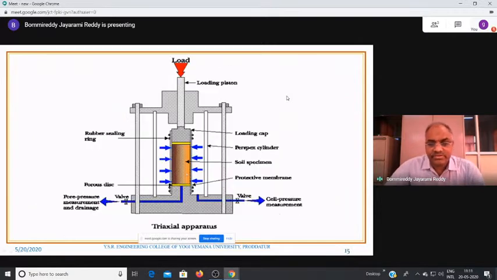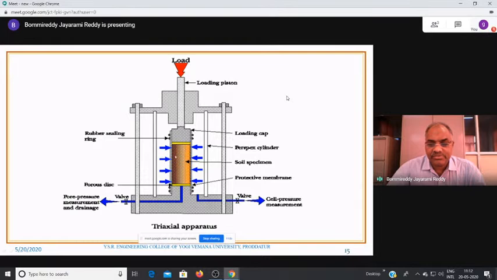And we can look at the test setup arrangement. This is called the perfect cylinder. You can look at it here: initially the vertical lines show it is perfectly cylindrical in shape. So we can see what is going to happen inside and how the pressure is applied through the water. This perfect cylinder is provided on the outer periphery of the soil specimen.